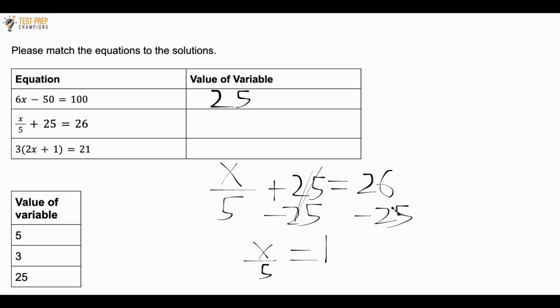How do I get the x? Well, what I have to do is multiply by 5 on both sides. So if I multiply by 5 over here, the 5's are going to cancel out, leaving me with just x. But whatever I do to one side, I also have to do it to the other side as well. So I'll get x equals 5.